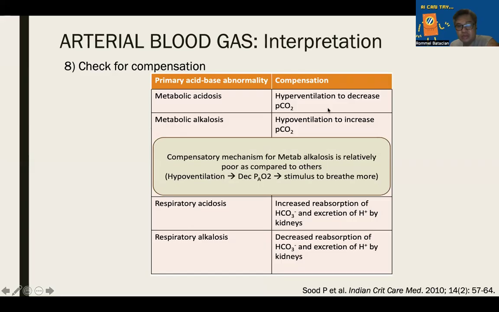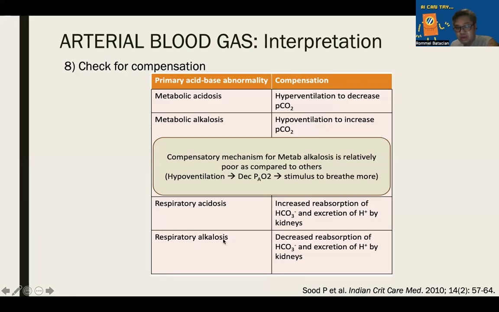Conversely, in metabolic alkalosis, since there is excessive bicarbonate, now you want to counteract that by increasing your PCO2 by lowering the respiratory effort of that individual. In respiratory acidosis, there is increased PCO2, which could also be a source of organic acids. So now it's the kidneys that try to compensate for the respiratory problem by increasing reabsorption of sodium bicarbonate and excretion of the hydrogen ions.